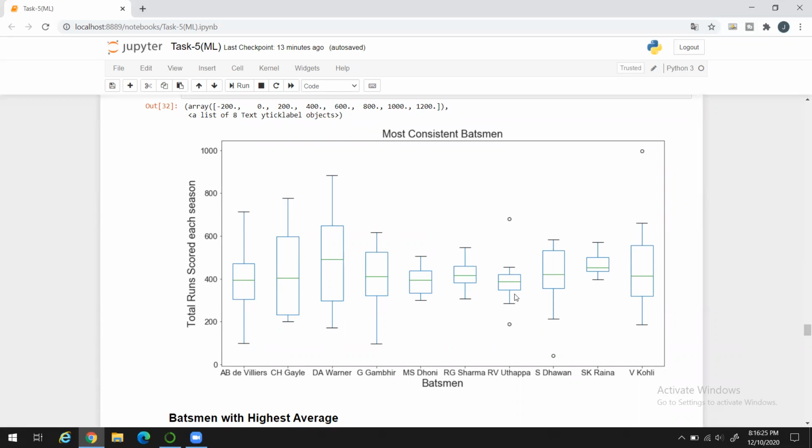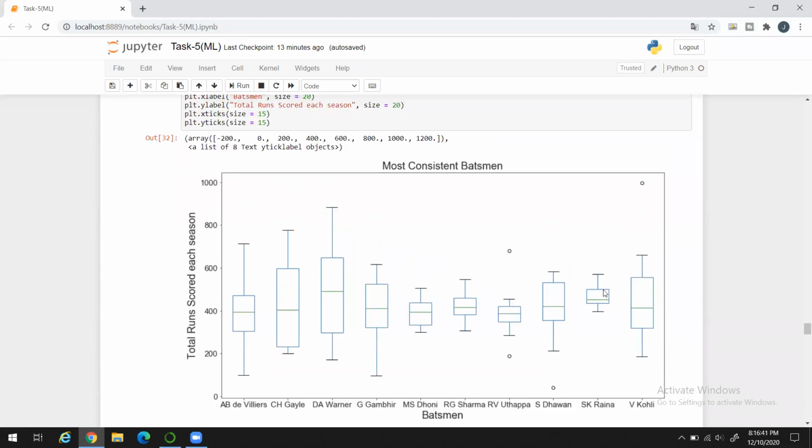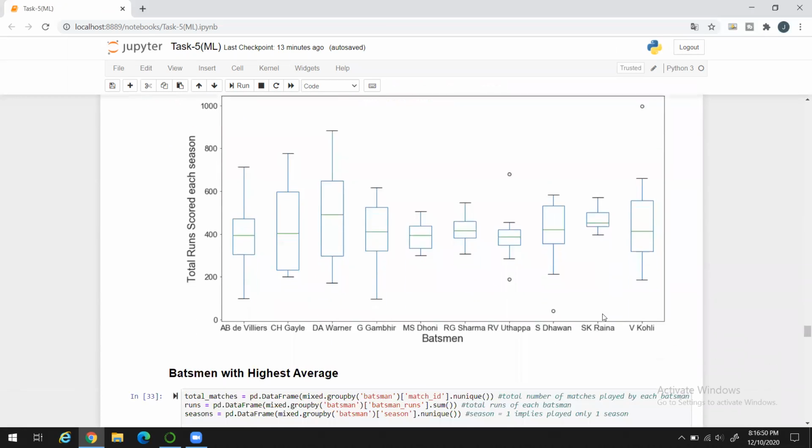Uthappa from 300, 320. Dhawan from 300 maybe. Suresh Raina has above 400 almost every time, and Virat Kohli has around 300. So obviously Suresh Raina has the highest batting consistency, because every time he is in the game, he got above 400 in every season.